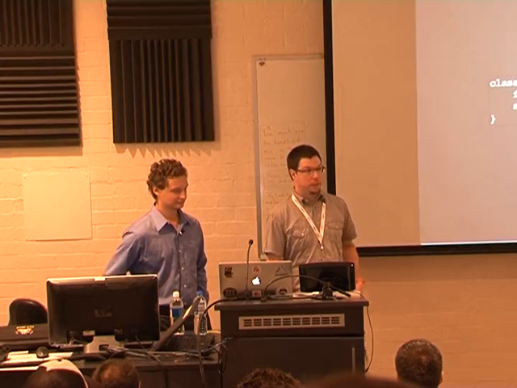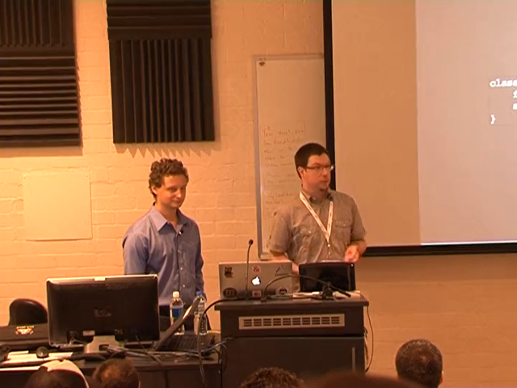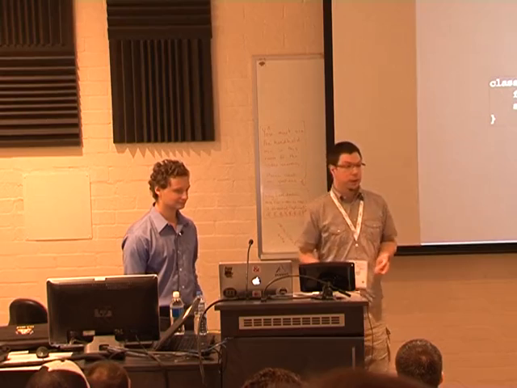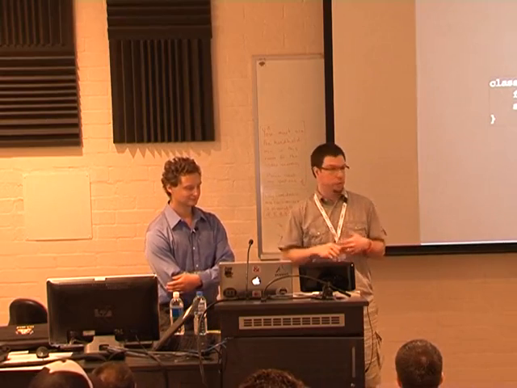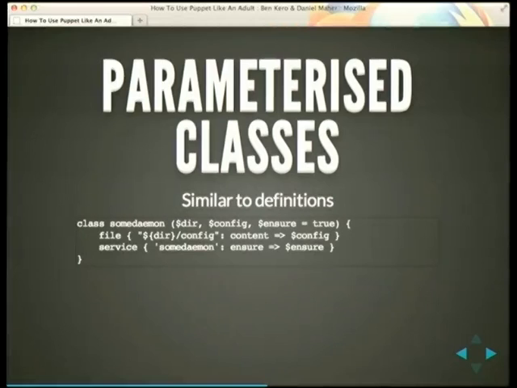So don't write 10 manifests, each one of them with one variable that's different, that's the node name. Instead, store your node names in your external node classifier and Hiera or whatever, and just pull them in as necessary. And you could do it based on IP address, MAC address, whatever. That's logic you can code into the module. Remember, logic's fine, and then pull in your business data from elsewhere.